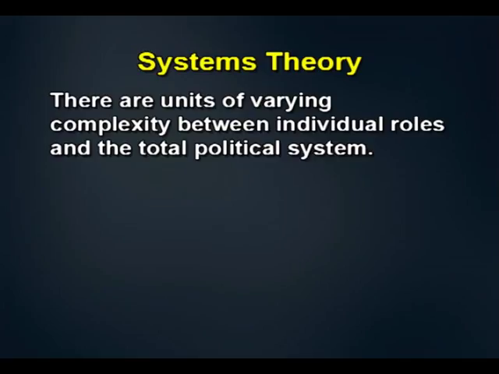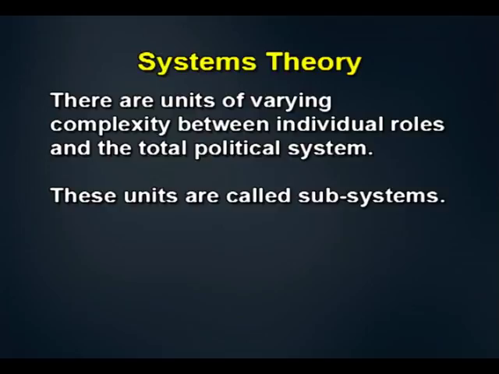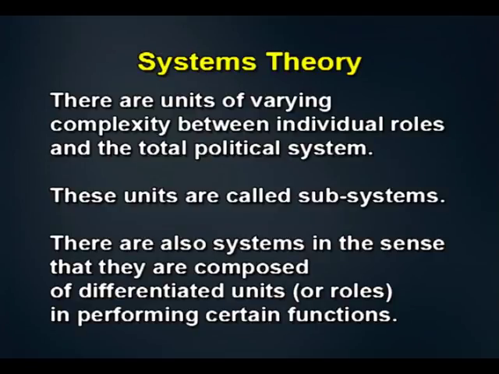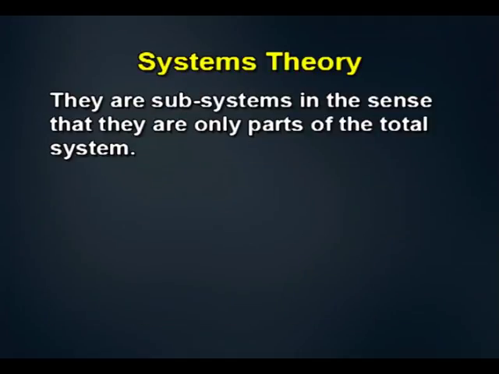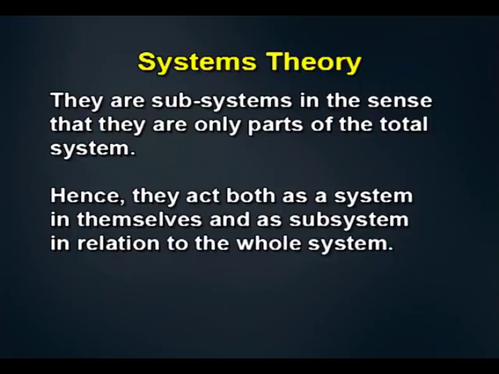The political system is a complex system which can be classified into several categories in terms of the functions. It is easier to understand the fundamental political processes through these fundamental categories. There are units of varying complexity between individual rules and the total political system. These units are called subsystems. There are also systems in the sense that they are composed of differentiated units or roles in performing certain functions. They are subsystems in the sense that they are only parts of the total system. Hence, they act both as a system in themselves and as subsystem in relation to the whole system.